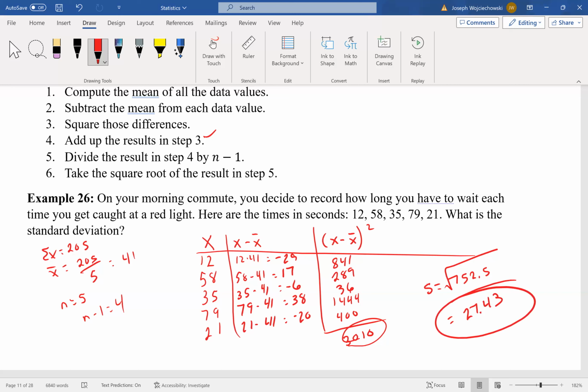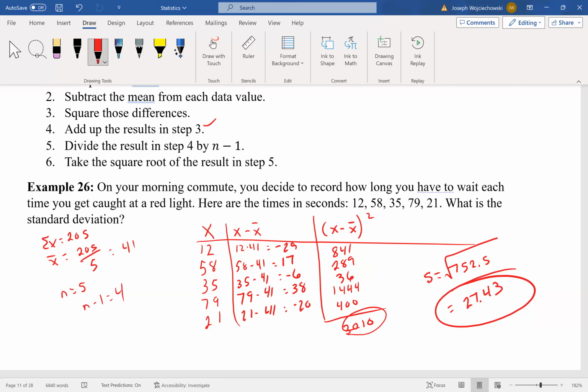That is the process. Now, you don't have to use a table, but it's easier to use a table to keep track, keep everything in line, make sure everything is done. And that is it for standard deviation.